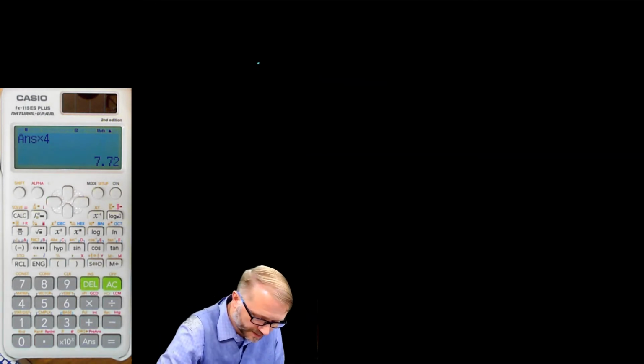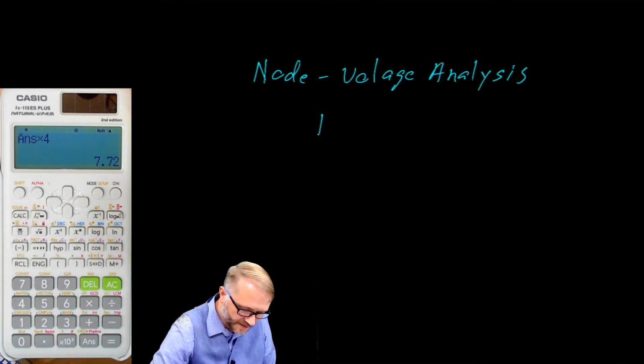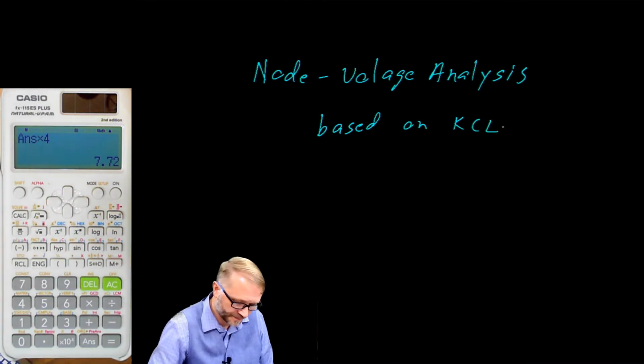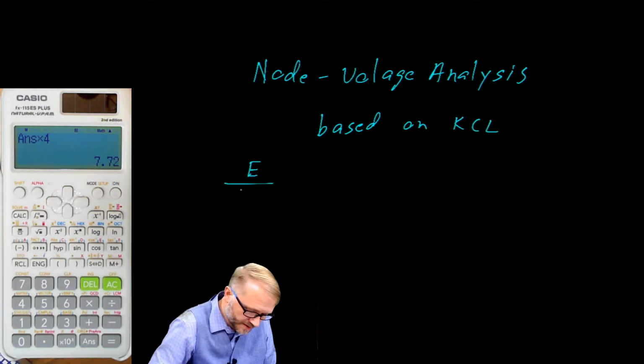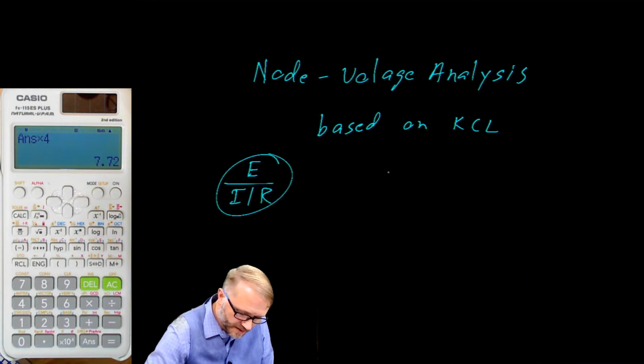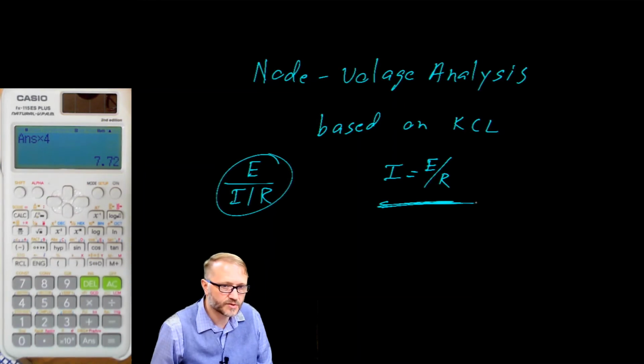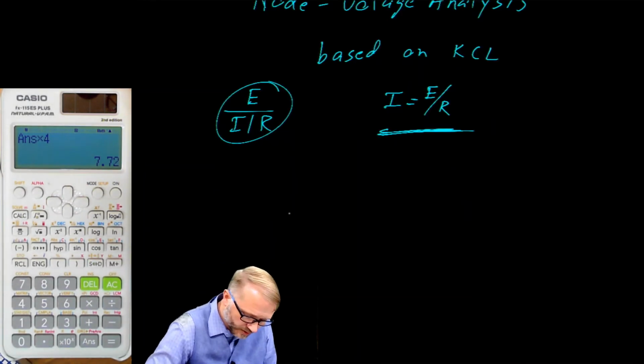Our last topic for today is node voltage analysis. And this is based on Kirchhoff's current law. Remember your Ohm's law? There was something about a current being equal to a voltage divided by a resistance. And this is going to be a very important substitution for us. Let's work a quick example.